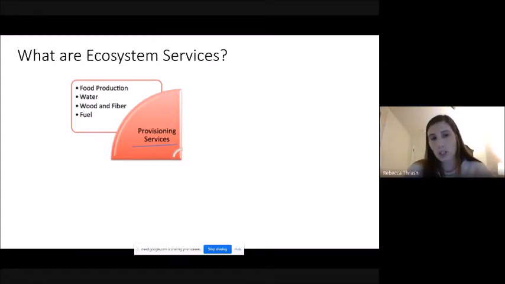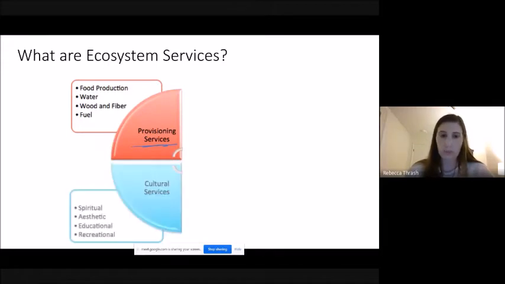So provisioning services are those ecosystem services that we use for a literal good. So in a forest, we cut down trees in order to have wood and fiber for making paper. We want to extract fuels from the ground, be it coal or natural gas or oil. We use water for drinking, irrigation, etc. So what about the ecosystem are we actually using here? That would be a provisioning service.